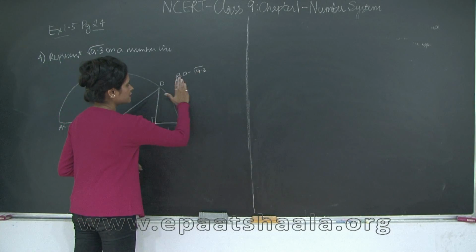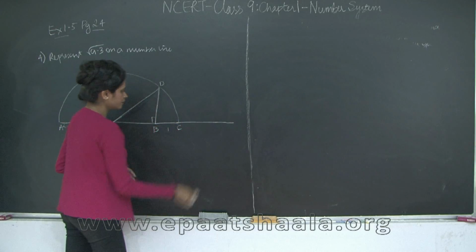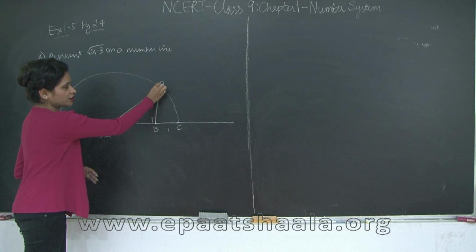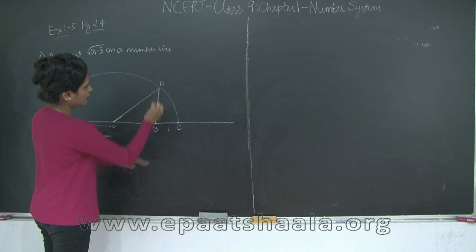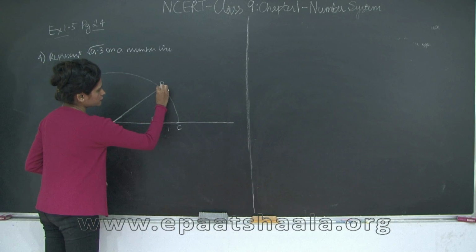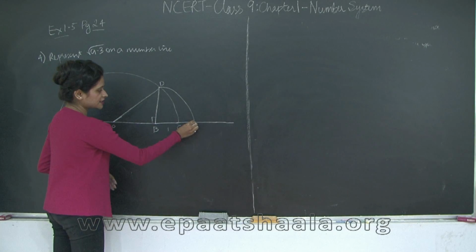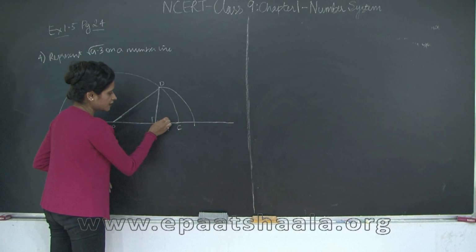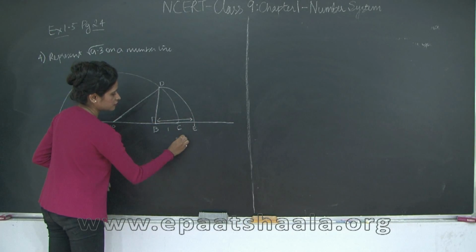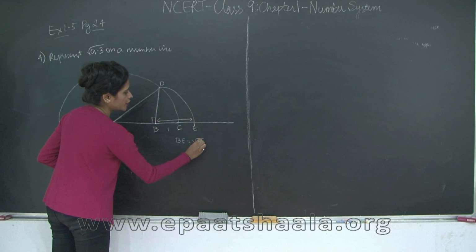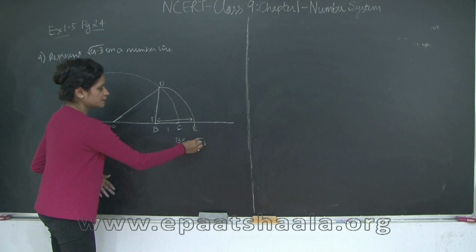Once you have done this, just extend this line a little more. Then with B as your center and BD as your radius, place your compass here and cut an arc on this line. Then this length here, that is B to E, will be root of 9.3. Pretty simple. We have done solved examples based on this.